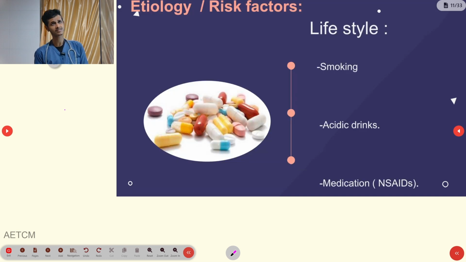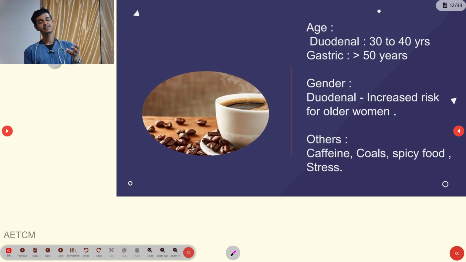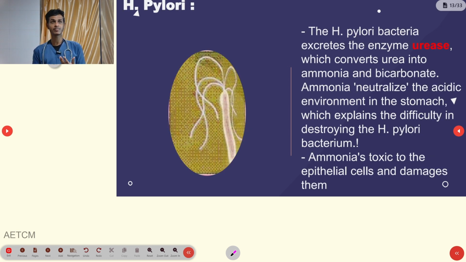And then coming to causes: mainly lifestyle causes like smoking, acidic drinks, and medications like NSAIDs. Age wise, the ulcer can occur in the stomach, and there is also a possibility in the duodenum. Based on incidence reports, duodenal ulcer mainly occurs at 30 to 40 years, and gastric ulcer at more than 50 years. Gender wise, there is increased risk for older women. Other causes like caffeine, cold, spicy food, and stress also cause peptic ulcer disease.